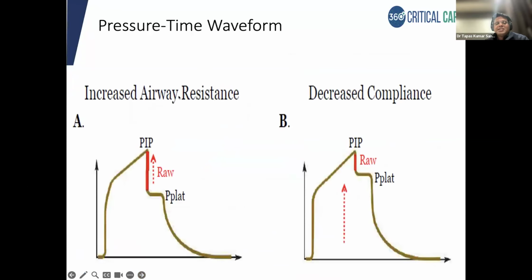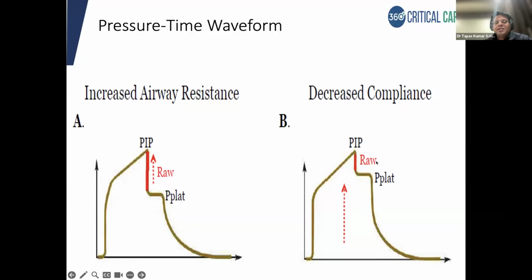Now, increased airway resistance is due to n number of causes that we know: kinking of the endotracheal tube, secretions, biting, maybe anything that is affecting bronchospasm. All these things would be increasing the peak inspiratory pressure, and this is the airway resistance. And the plateau pressure would be at the normal level.